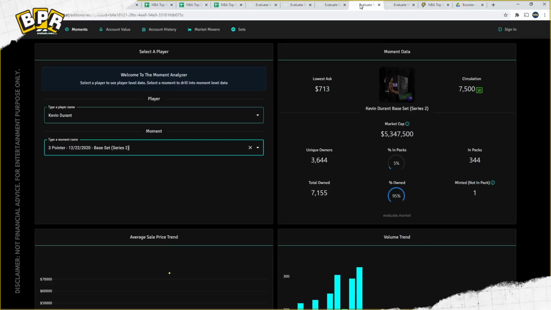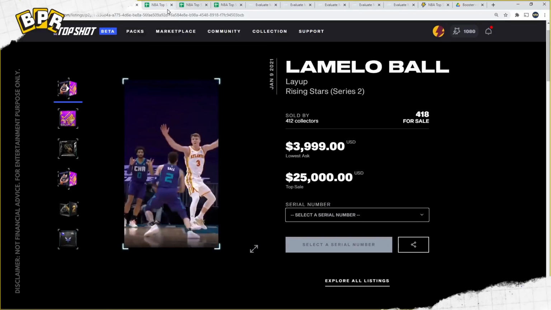Okay, the next one I'm going to show you guys is Kevin Durant. This is his 7500 LE. His lowest ask price is 713 right now. So let's take a look at the marketplace.